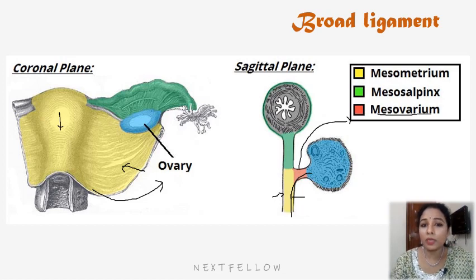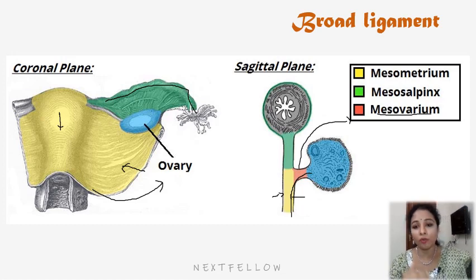And next, about the mesosalpinx, it is the fold of the broad ligament that suspends the uterine tube. The green colored structure is the mesosalpinx. So here you can see the uterine tube traveling within the fold of peritoneum, which is called the mesosalpinx, which is the superior continuation of the broad ligament. And we can see the ovary is not covered by the peritoneum, but it is connected to the broad ligament by the meso-ovarian.